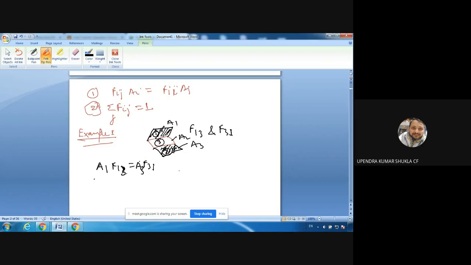Before that, let me find out F1. Let's write A1, and we can write any combination. When we write A1, the first subscript of F has to be 1 itself, the subscript of the A1, and the rest will be the other surfaces. So I write other surfaces 2, 3. Right? Now we can write A1 F123. What does F123 become? F123 becomes F12 through the summation rule, and F13.